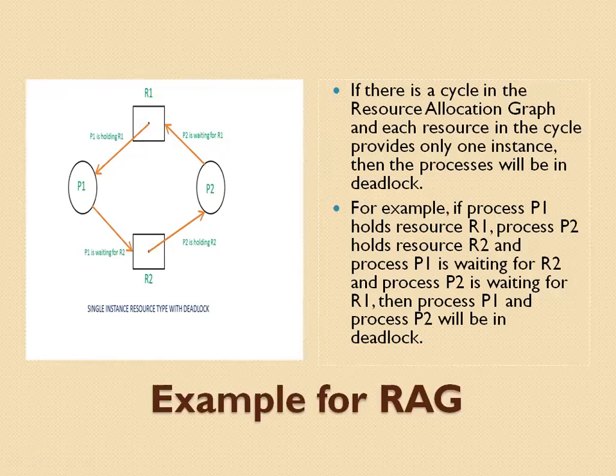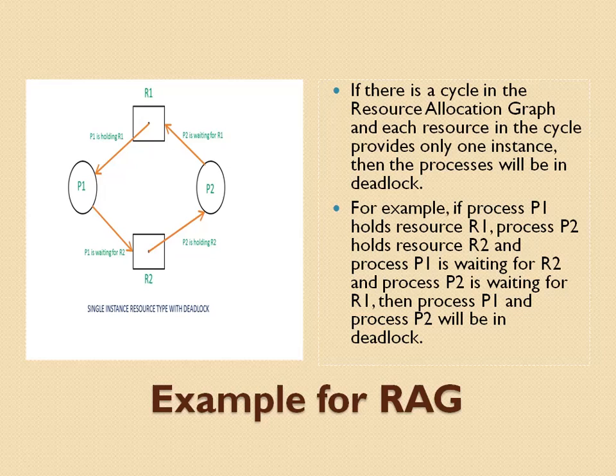Now, if you see the example for a resource allocation graph, here P1 and P2 are the processes, and R1 and R2 are the resources. Here we are taking a single instance resource type with a deadlock situation. It is a cyclic process, that is P1 to R2, R2 to P2, P2 to R1, again R1 to P1. Now this is a cyclic form, therefore it is a deadlock situation. If there is a cycle in the resource allocation graph and each resource in the cycle provides only one instance, then the processes will be in a deadlock.